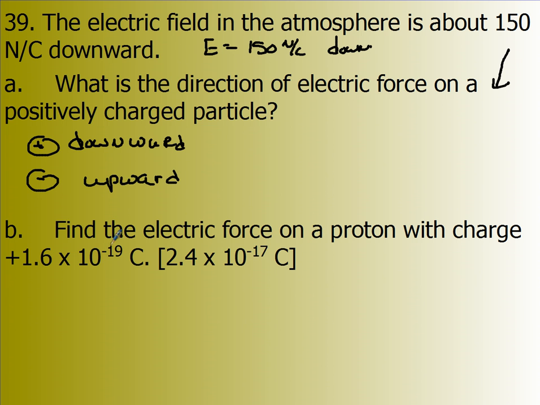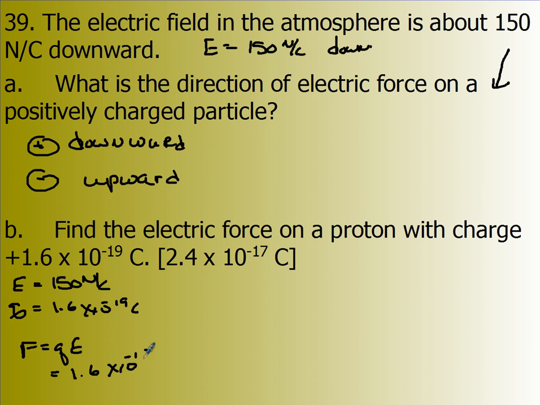Find the force on a proton with charge 1.6 times 10 to the negative 19 coulombs. All right, I have E is 150 newtons per coulomb. Q is 1.6 times 10 to the negative 19 coulombs. F is QE. So let's see, 1.6 times 10 to the negative 19 times 150, or 2.4 times 10 to the negative 17 newtons. And of course that is downward.